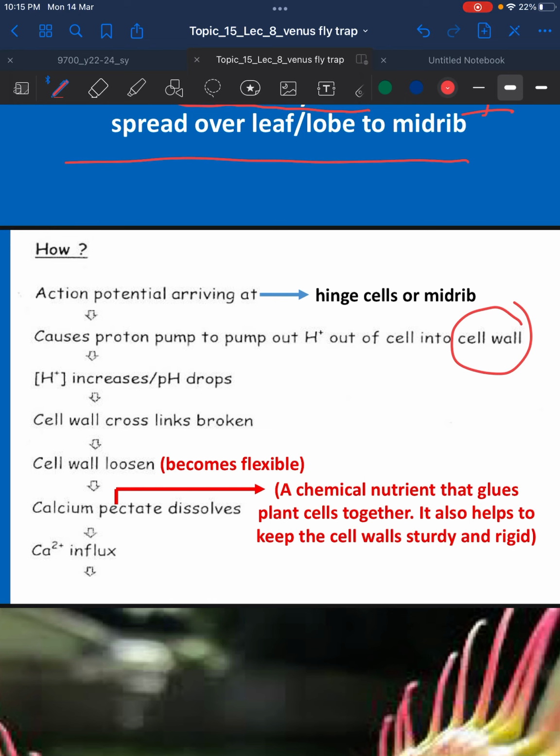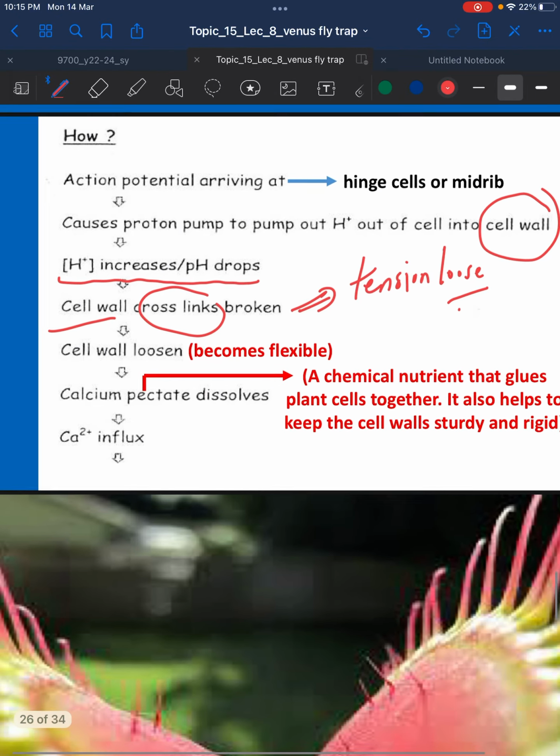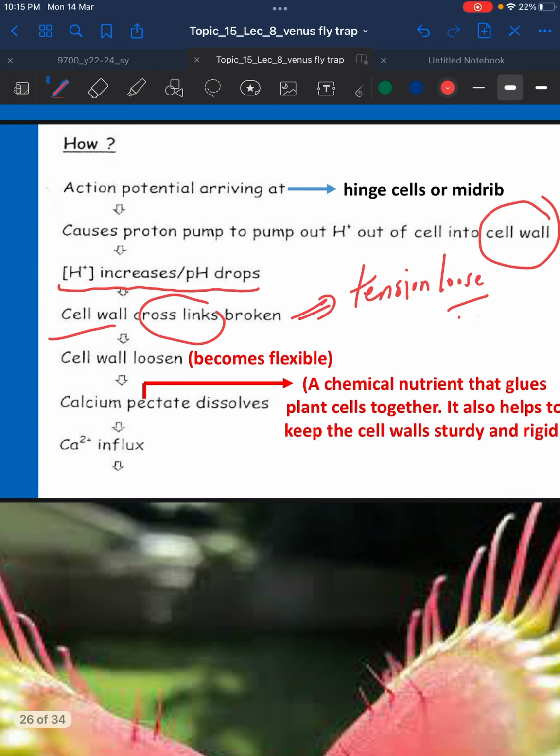Okay, so if I can, before that, let's just read first. So the pH will drop. That means it's going to be very, very acidic. Okay, and this will break cross-link in cell wall. So the breaking of the cross-link within the cell wall means the tension is loose. Okay, loose. It's no longer under tension. So the midrib is no longer under tension because the cross-link is now weakened.